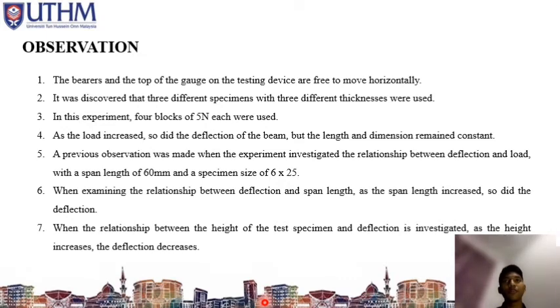Fifth, a previous observation was made when the experiment investigated the relationship between deflection and load, with a span length of 60 mm and a specimen size of 6 multiplied by 25. Sixth, when examining the relationship between deflection and span length, as the span length increased, so did the deflection. And for the last observation, when the relationship between the height of the test specimen and deflection is investigated, as the height increases, the deflection decreases.